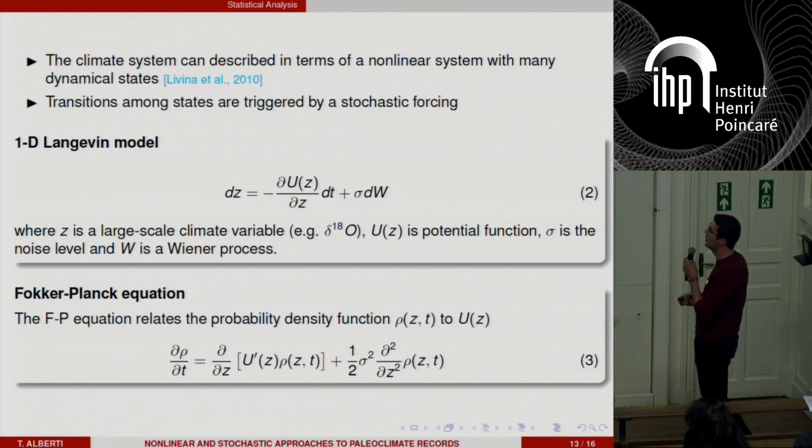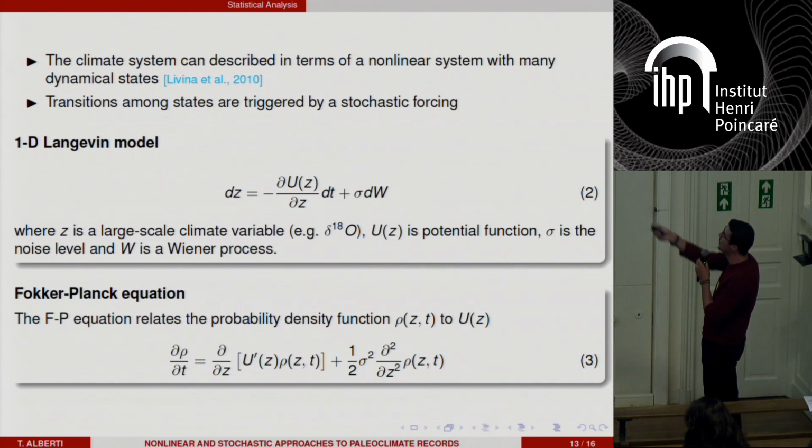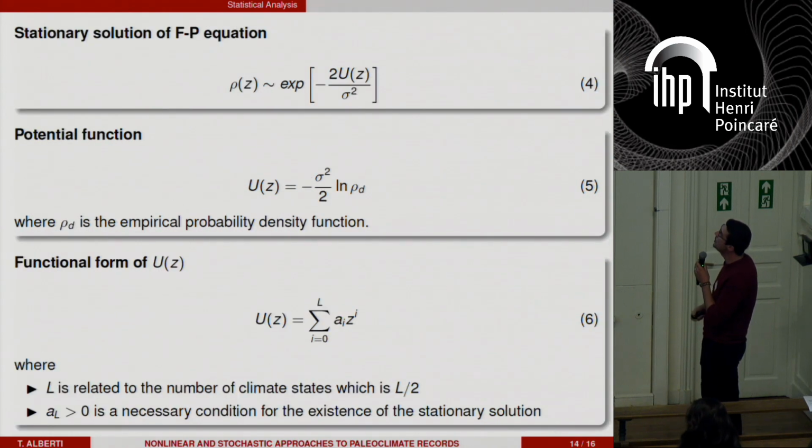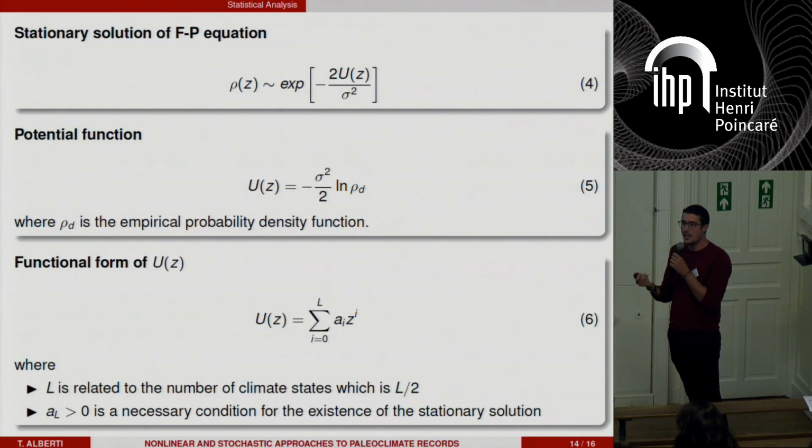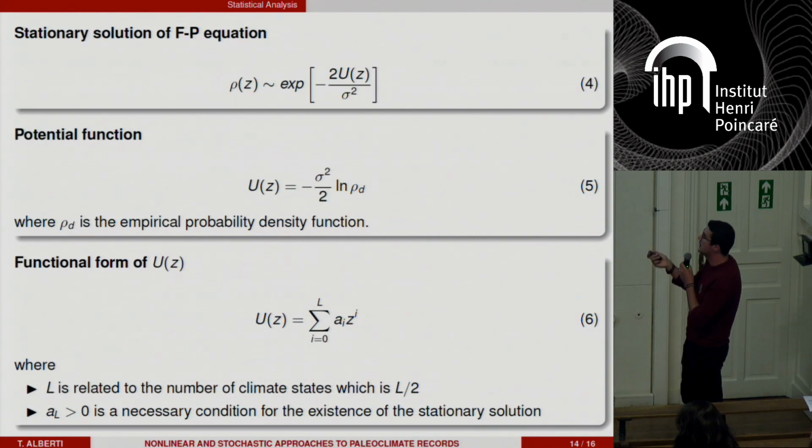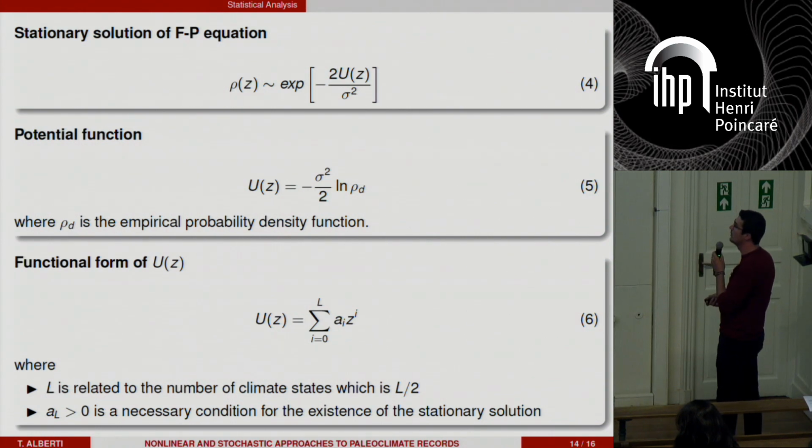But another interesting thing we found is that if we try to describe the two different timescale variabilities by using a one-dimensional Langevin model, whose equation is this one, we can derive the associated Fokker-Planck equation, and by searching for a stationary solution, we can derive the potential function as dependent on the logarithm of the observed probability density function. And if your potential function can be written as a polynomial, the degree of the polynomial is related to the number of the climate states you have. In this case, it is 1/2 of the maximum degree of the polynomial.